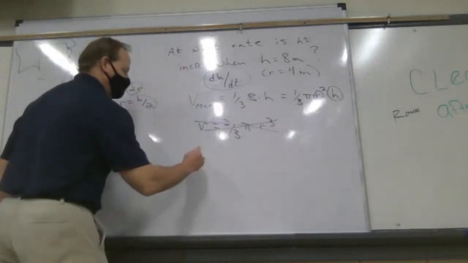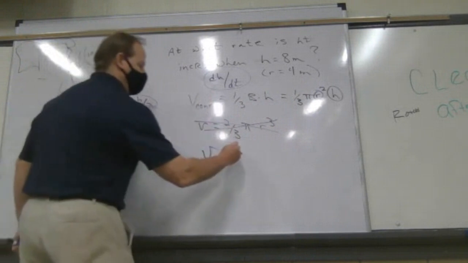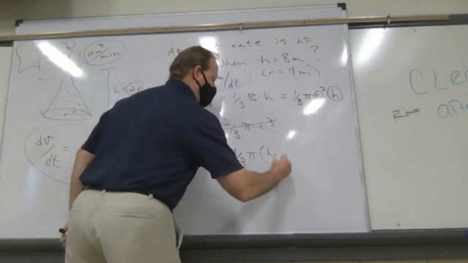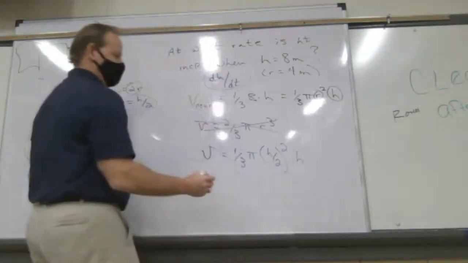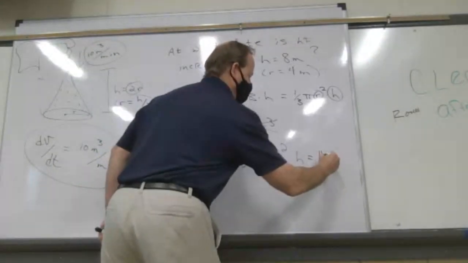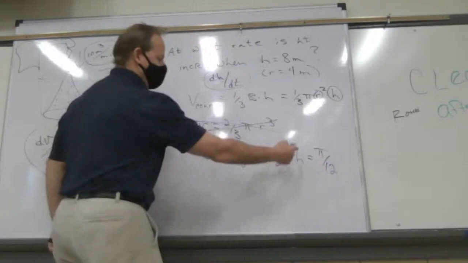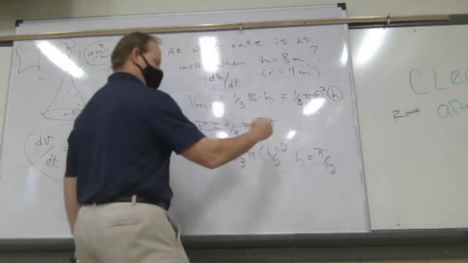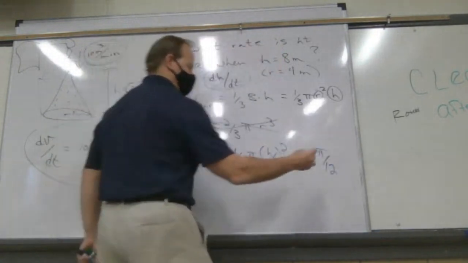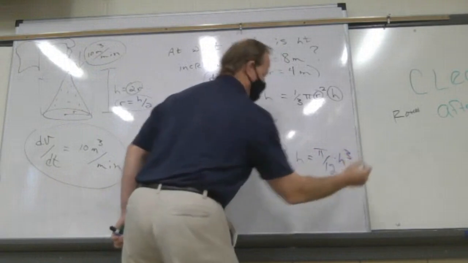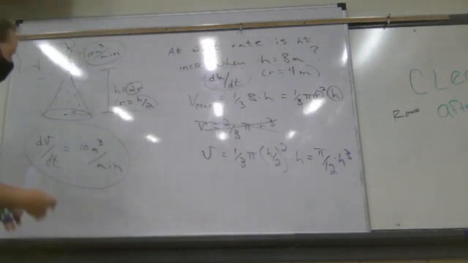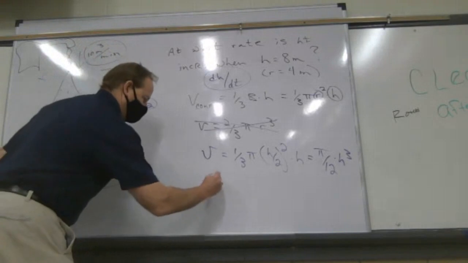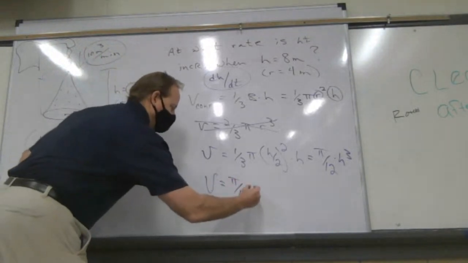I want dH/dt. So the volume of the cone is going to be 1/3 pi, and instead of r squared, it's h over 2 quantity squared times h, right? So what's that? That's going to be pi over 12, because 2 squared is 4, right? Pi h cubed. Oh no, I already had pi. So it's pi over 12 times h cubed, correct? And then what can I do to both sides? What do I want to take the derivative with respect to?